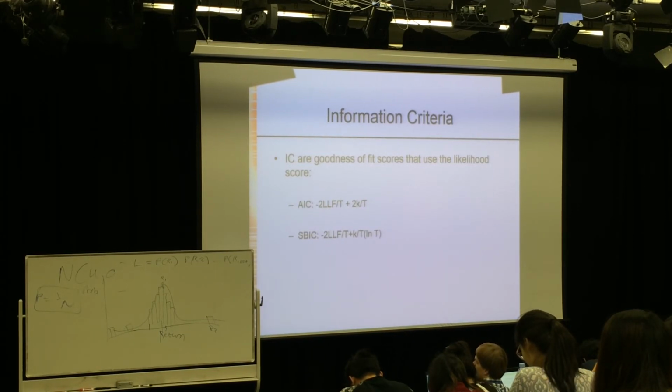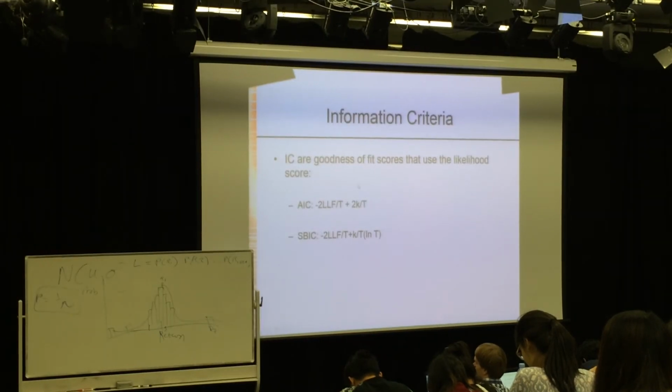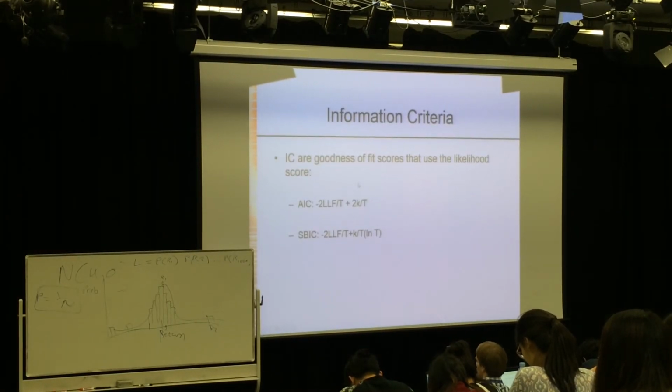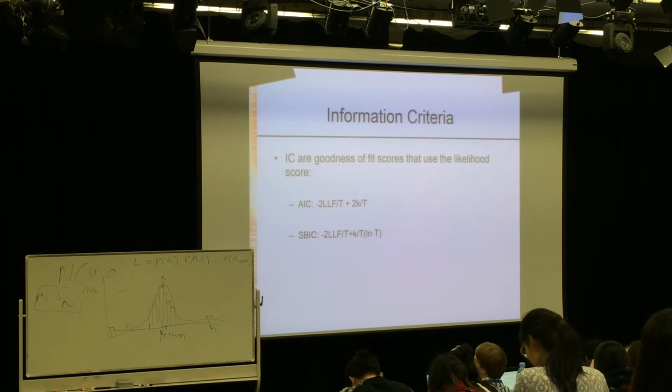Okay. So the two criteria are the Akaike information criteria and the Bayesian information criteria. The difference between these two is that the second one penalizes the number of parameters more than the first one does. So it will pick a more parsimonious model. And I recommend that you use the second one. Okay, so you should penalize adding parameters.